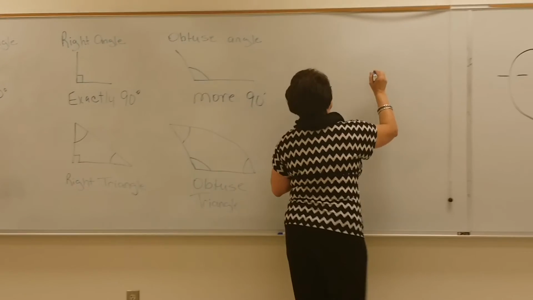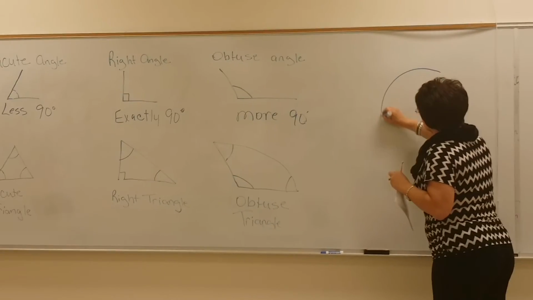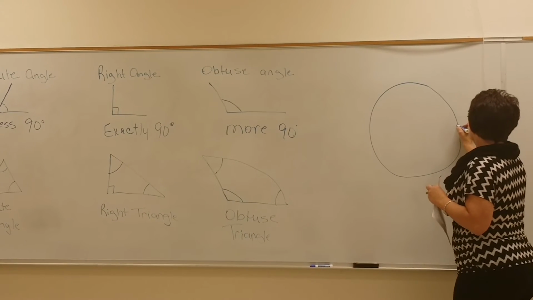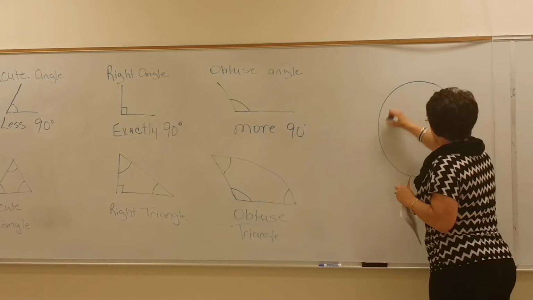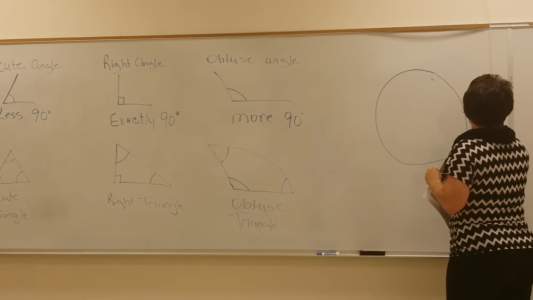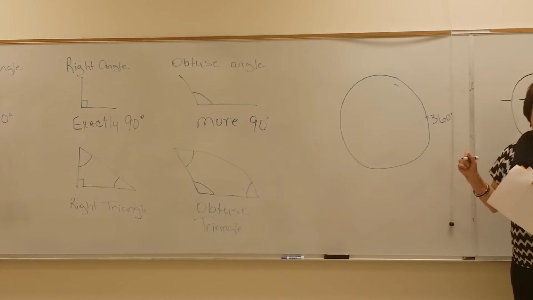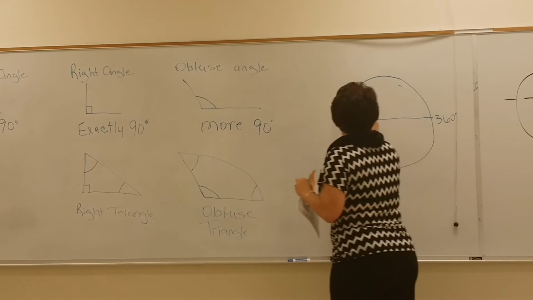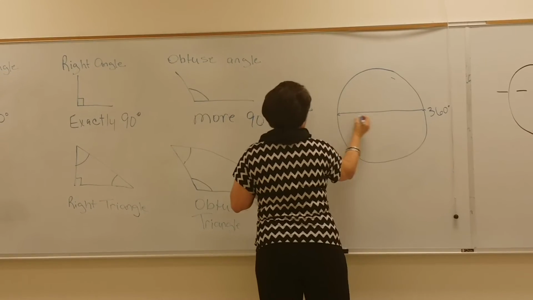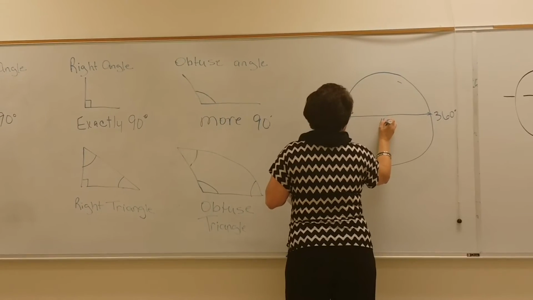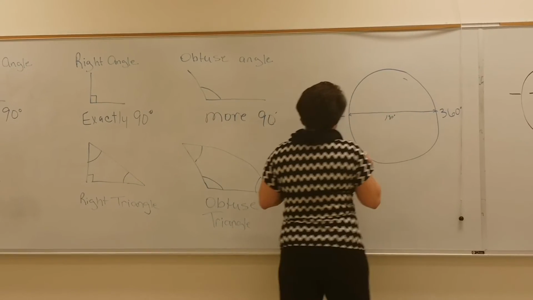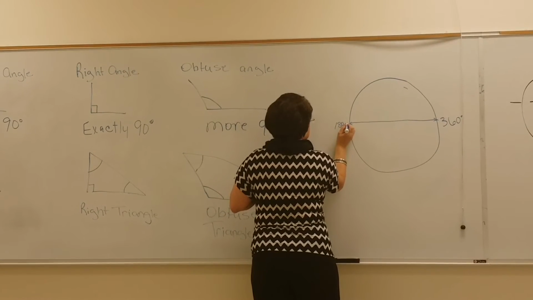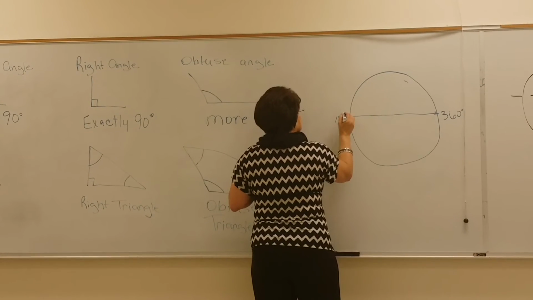So let's talk about this real quick on a circle. A circle, exactly from here all the way around, is 360 degrees. What is half of 360? Half of 360 makes a straight angle, which is 180 degrees. Let's put this over here real quick. 180 degrees equals 1/2 of your circle.